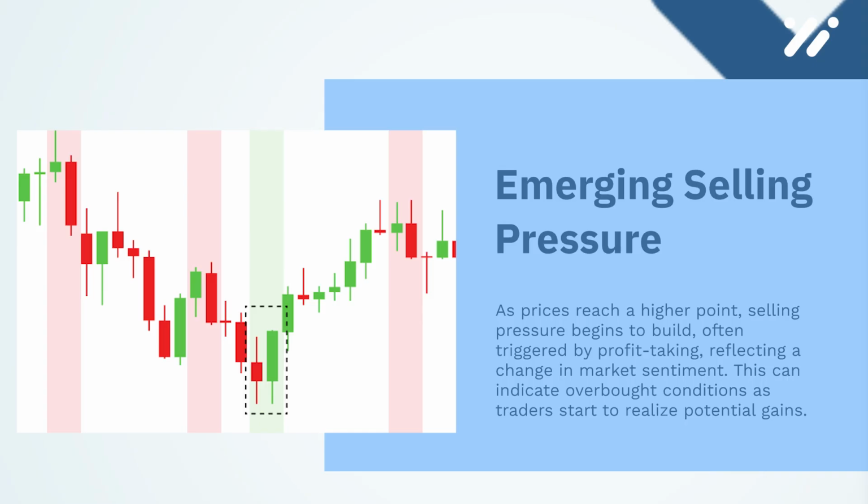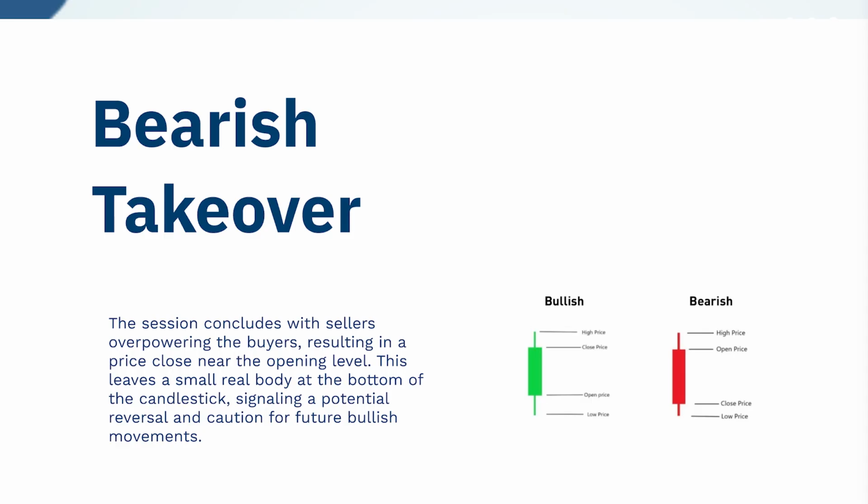You following? Then the emerging selling pressure. As the price reaches a higher level, selling pressure builds. This can be due to profit-taking, overbought conditions, or fundamental factors. Finally, bearish takeover. Here, sellers push the price down, erasing most or all of the earlier gains. The session closes near or just above the opening price, leaving a small real body near the bottom of the candlestick. Are we good on this?